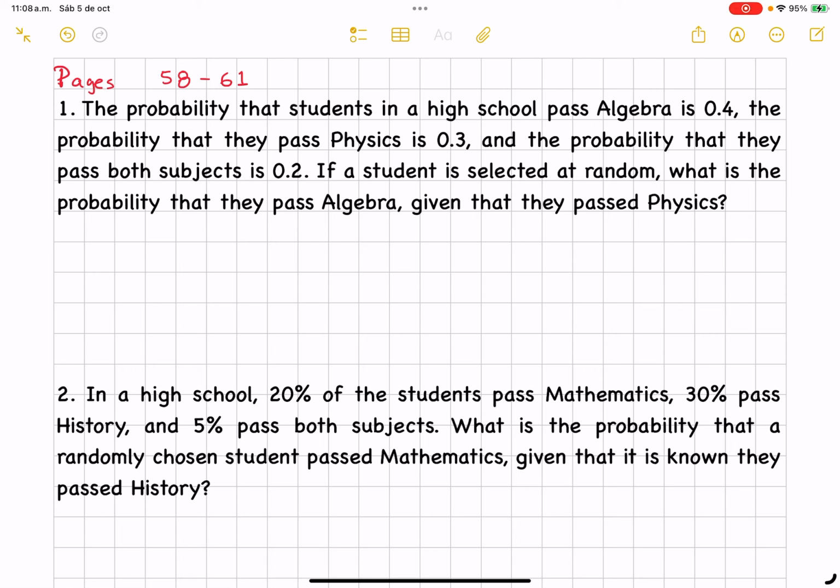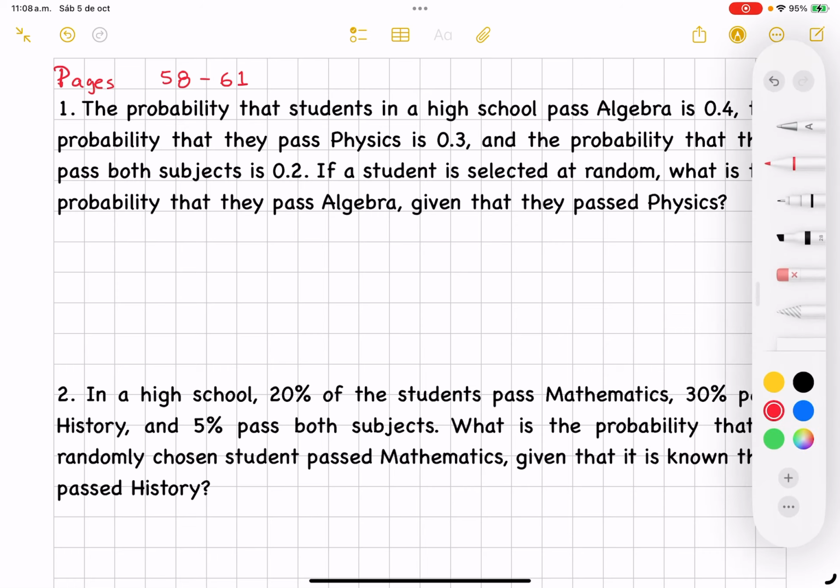So number 1: the probability that students in high school pass algebra is 0.4, the probability that they pass physics is 0.3, and the probability that they pass both subjects is 0.2. If a student is selected at random, what is the probability that they pass algebra given that they pass physics? Remember this: when we are going to use conditional probability, we are going to check what is the situation that has already occurred.